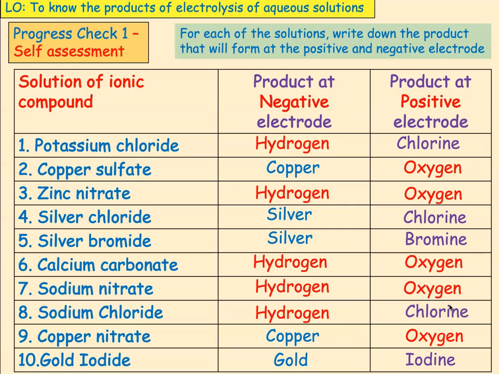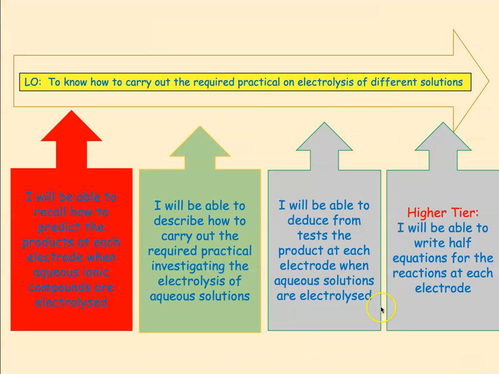So hopefully you've been successful with that. If not, reread the last few slides before you proceed. Okay, so this means that we have successfully done our first success criteria. We're going to move on to the second one, being able to describe how to carry it out.